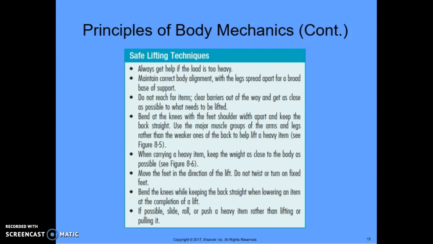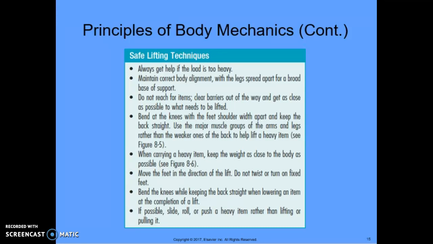Bend at the knees with the feet shoulder width apart, and keep the back straight. Use the major muscle groups of the arms and legs rather than the weaker ones of the back. So it's really important. We're bending at the knees, and we're using those strong muscles so that we don't injure our back. When we're carrying a heavy item, make sure that the weight is as close to the body as possible, and you can see that demonstrated in figure 8-6.